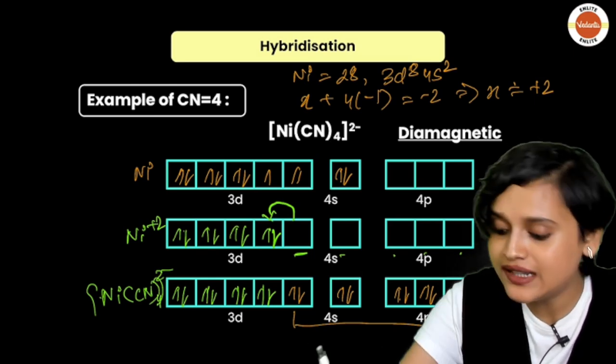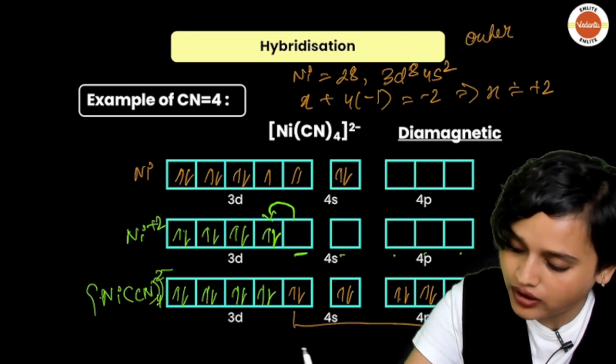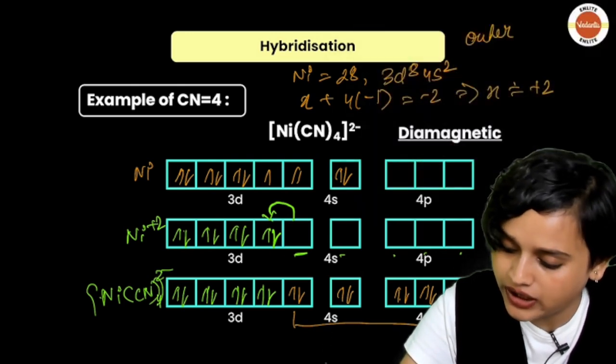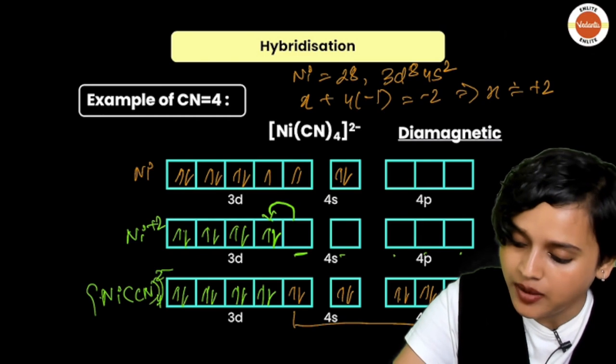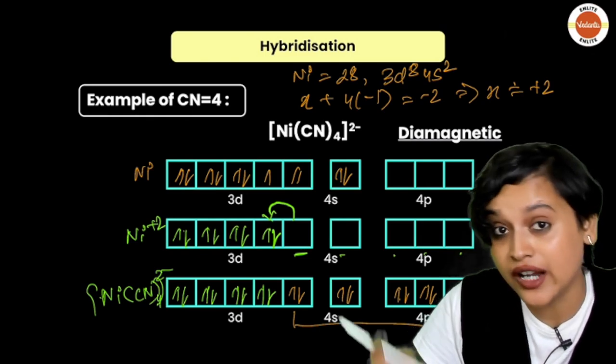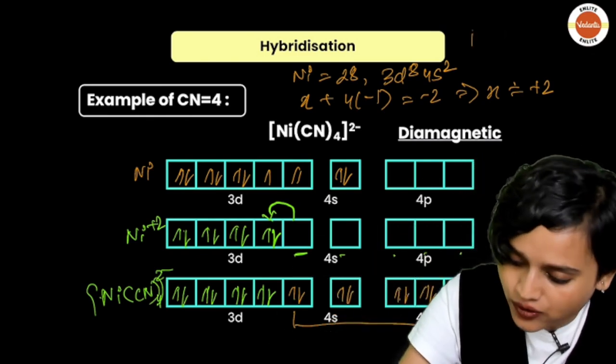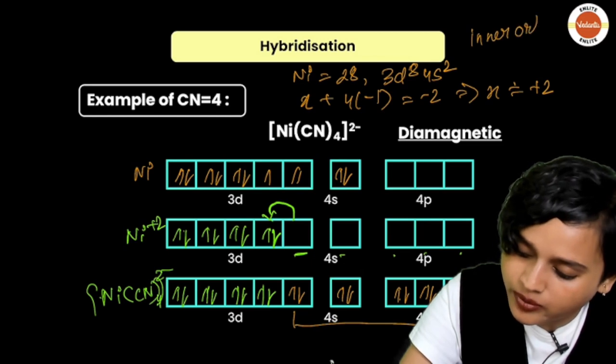What do I call this? This will be my inner orbital complex. Why inner orbital? Because see, CN is also trying to take the inner orbital, right? So this will be my inner orbital complex.